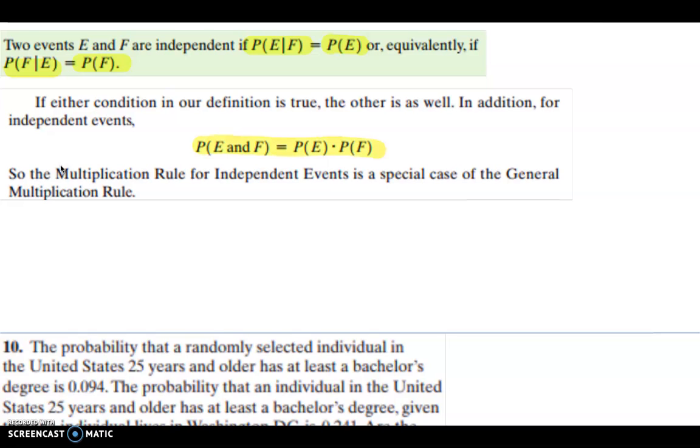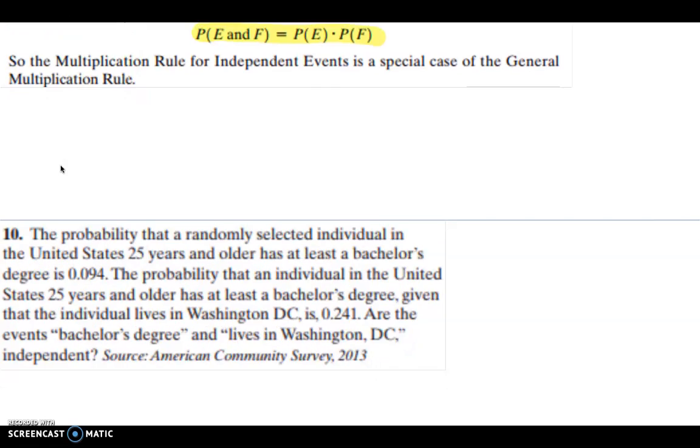Okay, and that's how you can confirm that our definition for the multiplication rule of independent events is true based off of what we saw. It's just a special case of the general multiplication rule.